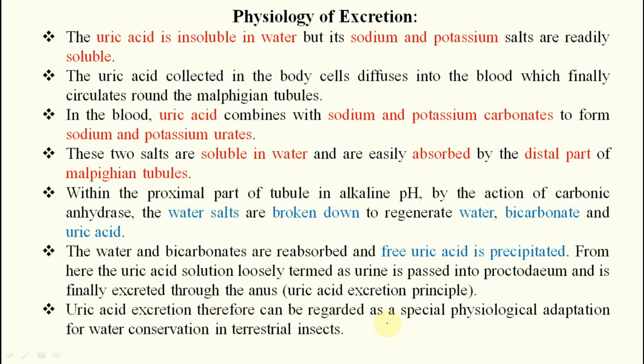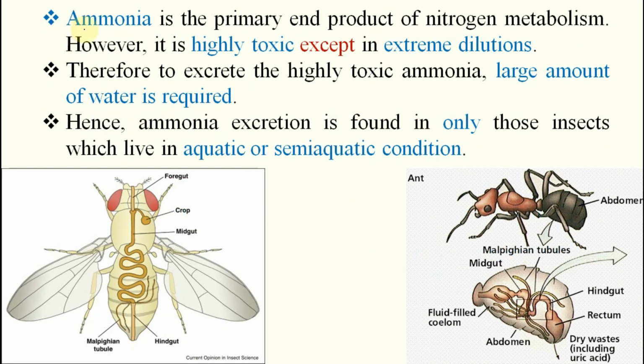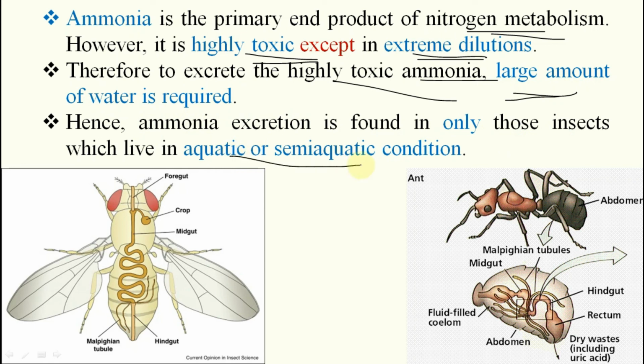That's why uric acid excretion can be regarded as a special physiological adaptation for water conservation in terrestrial insects. Now coming to ammonia, the primary end product of nitrogen metabolism in aquatic insects. These are highly toxic, but toxicity can be reduced if extreme dilution is there. Therefore, to excrete this highly toxic ammonia, a large amount of water is required, and this is known as ammonotelism. Only in aquatic or semi-aquatic insects is ammonia excreted, because they live in an aquatic habitat and can use more water to excrete this toxic ammonia.